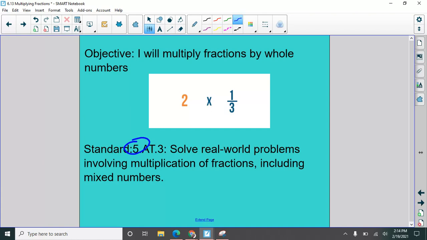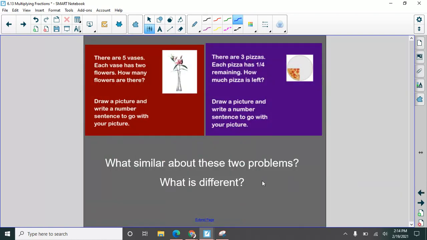Every once in a while in 4th grade, we introduce something from the next grade level, right? When I talked about simplifying fractions, that was from the next grade level. We've done that several times throughout the year. This is one of those times. We have 2 problems here. We have the vase problem and the pizza problem. And my first question is, what's similar about these 2 problems?